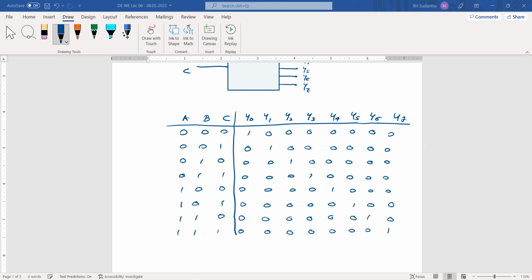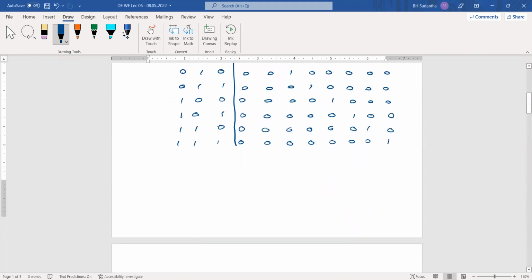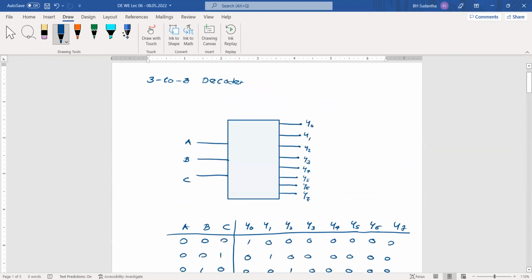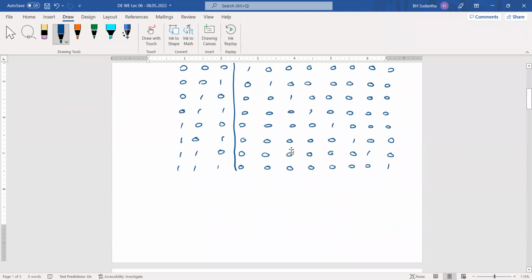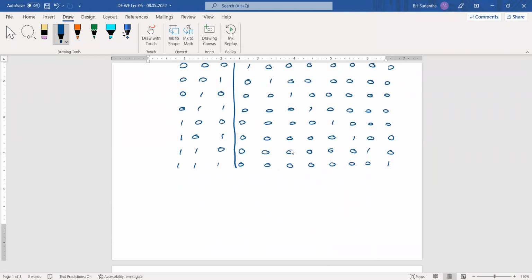Now, what do you think? How can we make this one? What is the next step? We can write output equations for these lines. How many output equations will be there? 8 output equations will be there, starting from Y0. Then Y0 will be A bar, B bar, C bar, Y1, Y2, Y3.